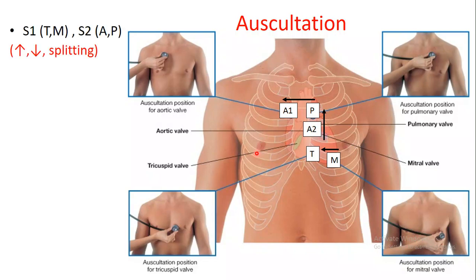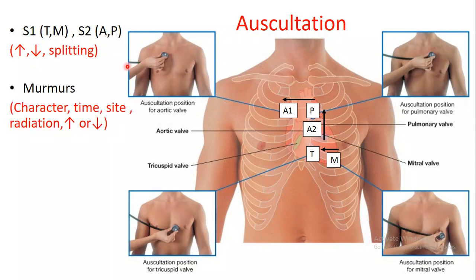So what we are commenting on during auscultation, first thing is heart sound. Heart sound is either the first heart sound, that is caused by closure of the atrioventricular valves, tricuspid and mitral valve, and the second heart sound that is caused by closure of the pulmonary and aortic valve. The comment is whether the sound is accentuated or muffled, or there is a splitting between its two components, as we will discuss. The second thing we are commenting on during auscultation is abnormal sounds, which is murmur.